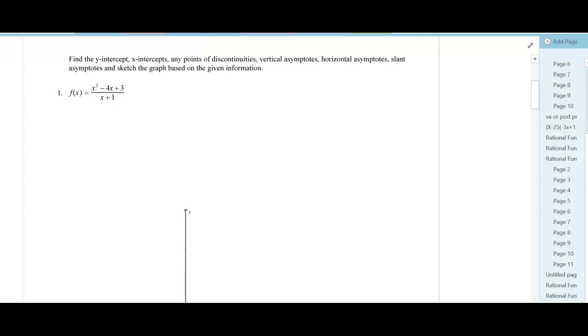Hello Honors Pre-Calculus students, this is Mr. Casado, and the learning target here is to graph rational functions with slant asymptotes.